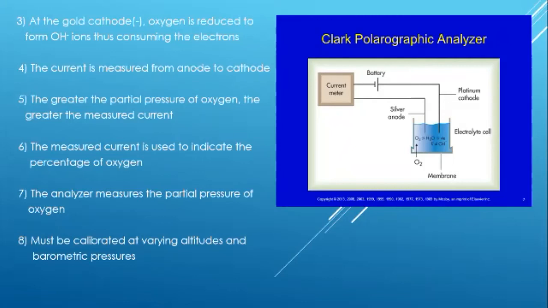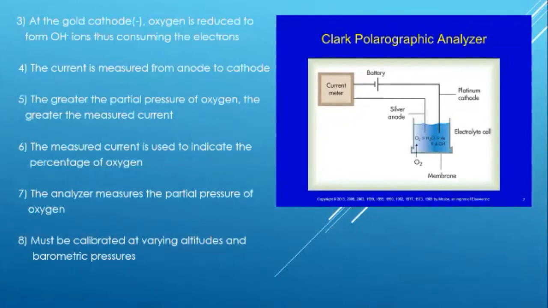The analyzer, which is the electrochemical, has two types, galvanic and polarographic. Right now we're talking about the galvanic, which they pretty much do the same thing. The only difference is the cathodes and the anode, okay? They measure the partial pressure of the oxygen and must be calibrated at different altitudes because of barometric pressure, okay? So if I have one here in Memphis, I calibrate it, but I need to calibrate it a different way if I'm in Denver because the partial pressure of the atmosphere is different at high altitudes, right?